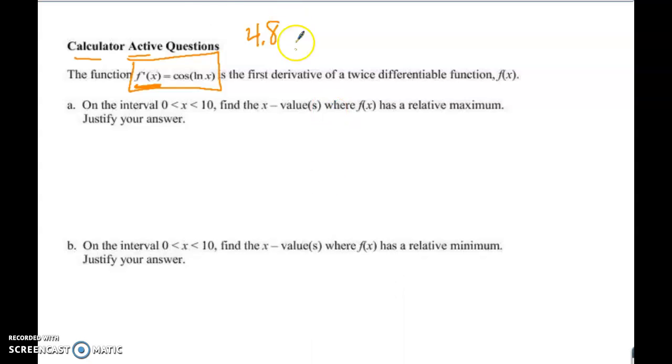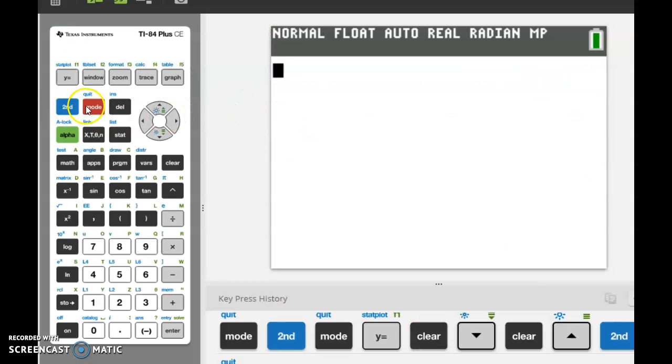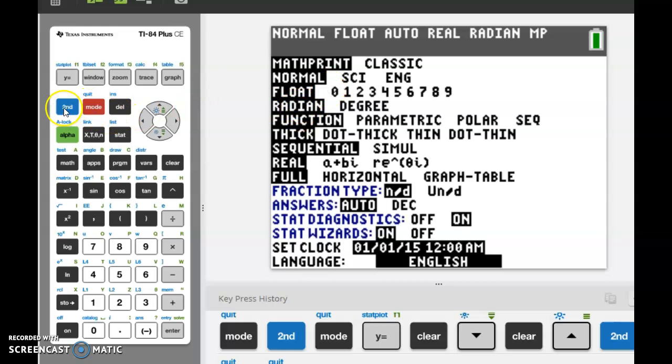Also, I guess I should mark this before I switch, make sure that you are in radian mode. I know I say it a lot, but it is just as important. It would be awful to miss a problem because you are in the wrong mode.